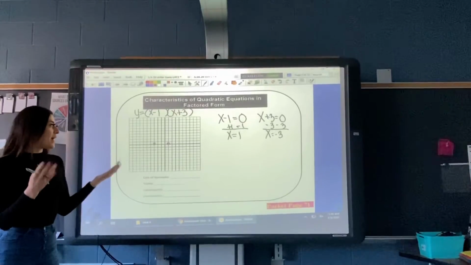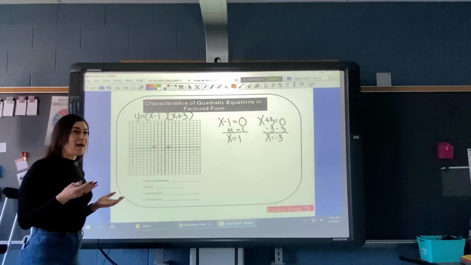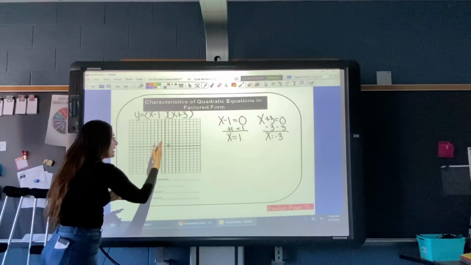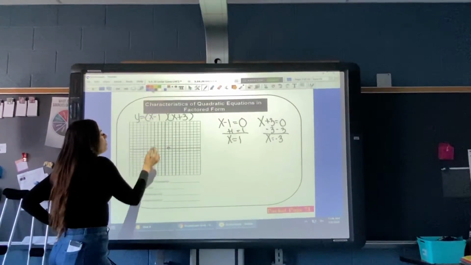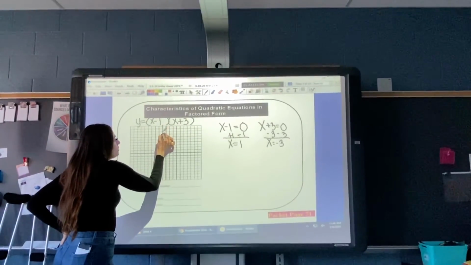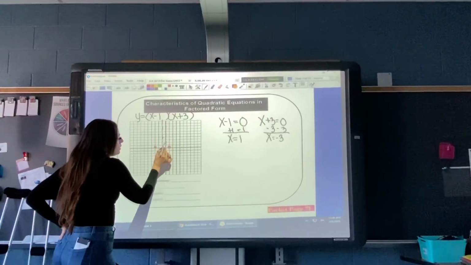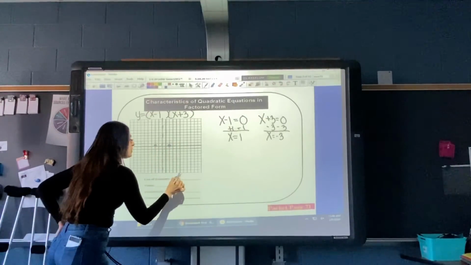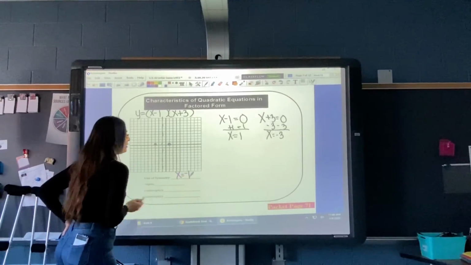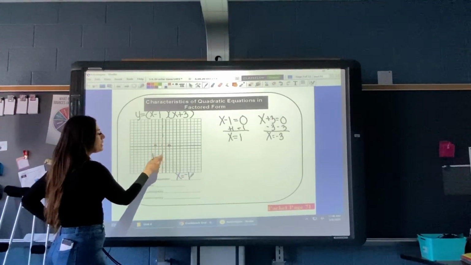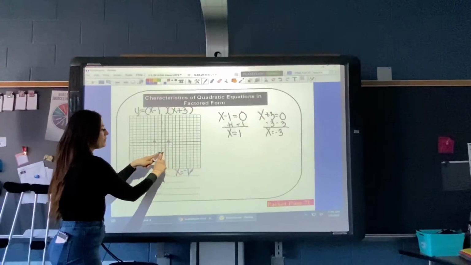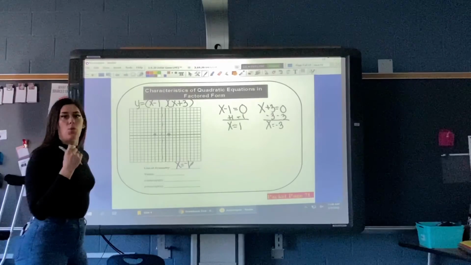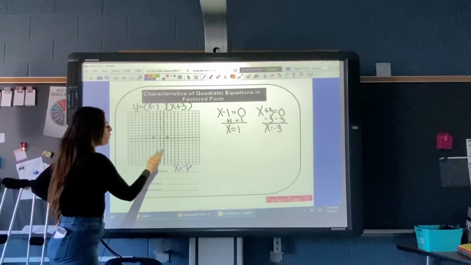So probably the next easiest thing to figure out is where your line of symmetry is. Well, if these are your intercepts, your line of symmetry is right down the middle. So I'm going to just start by drawing my line of symmetry in. And that is at x equals negative 1. I know my vertex has to be somewhere along this line, maybe somewhere down here. I need to figure out what is the y value when x equals negative 1 if it's on this line.